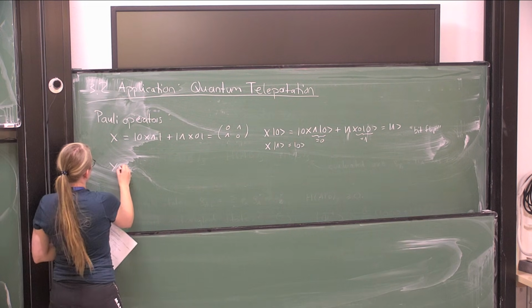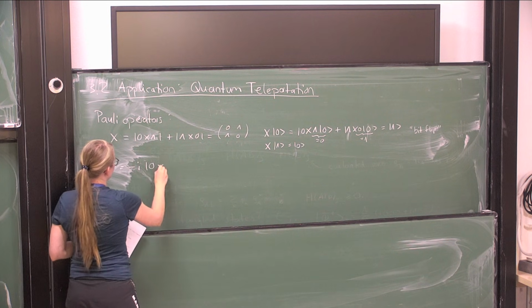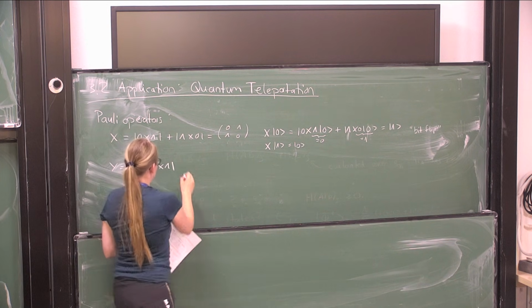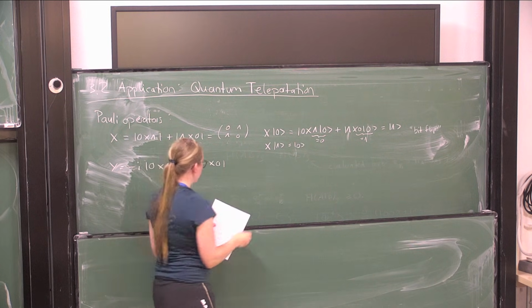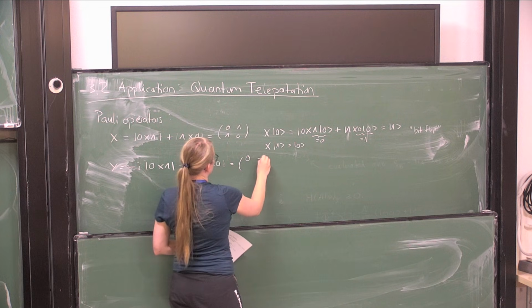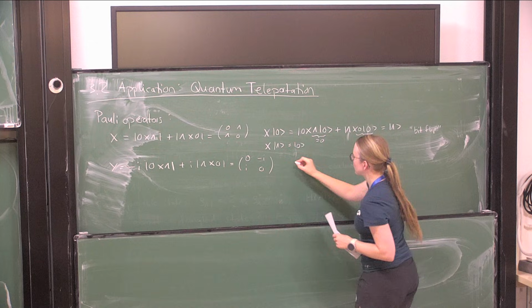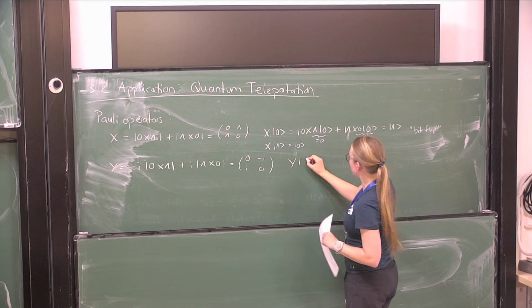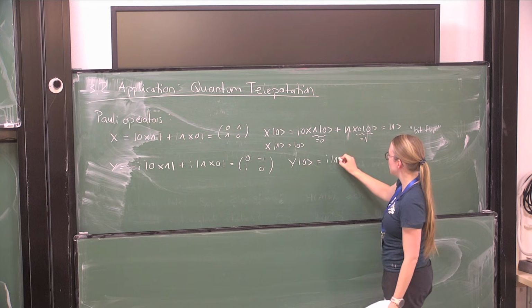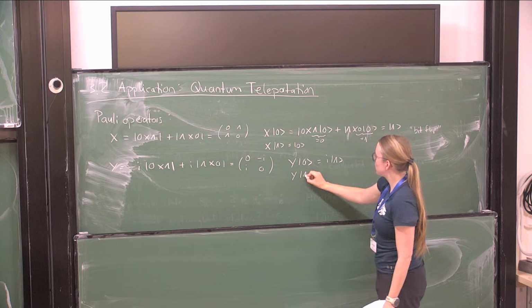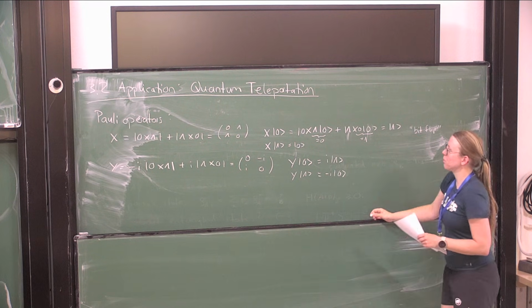The second Pauli operator is Y. This is minus i times |0⟩⟨1| plus i times |1⟩⟨0|. So the matrix on this side. And if you apply it to the 0 state, you do the calculation and get i times 1. If you apply it to 1, you get minus i times 0.